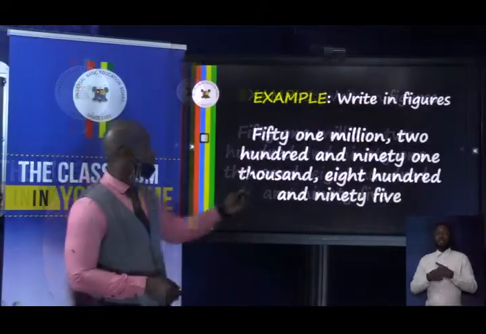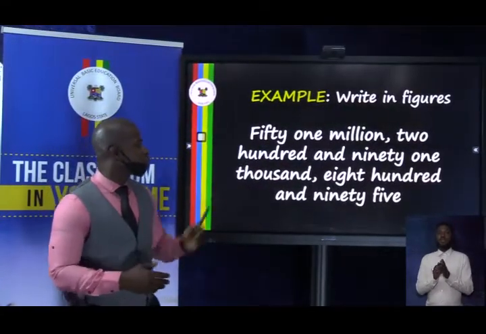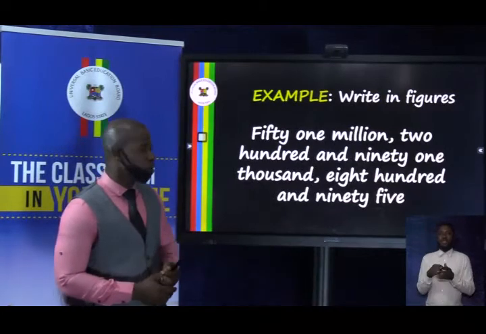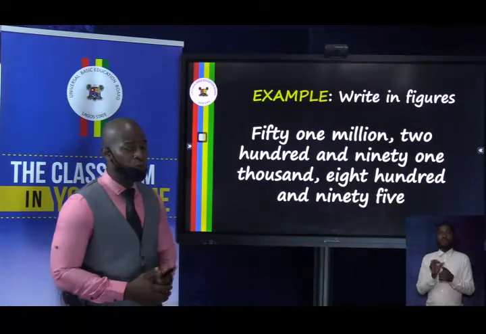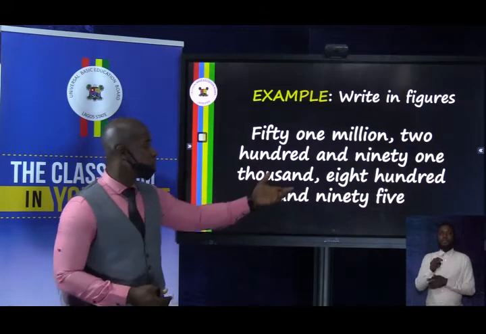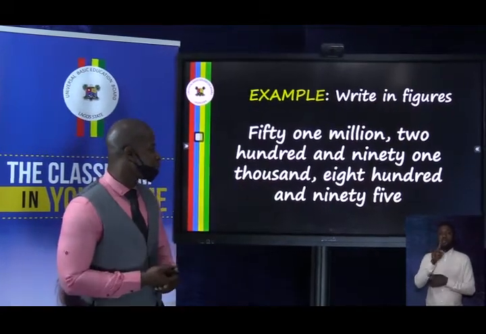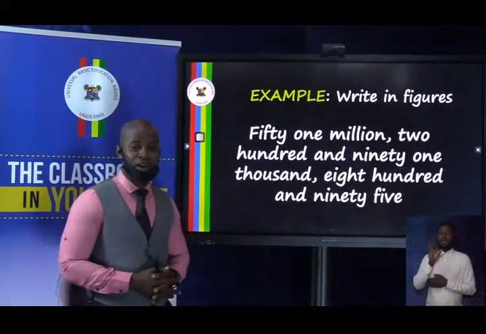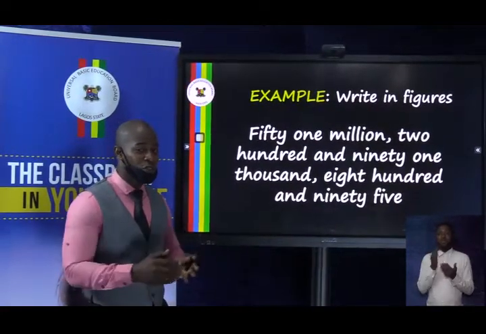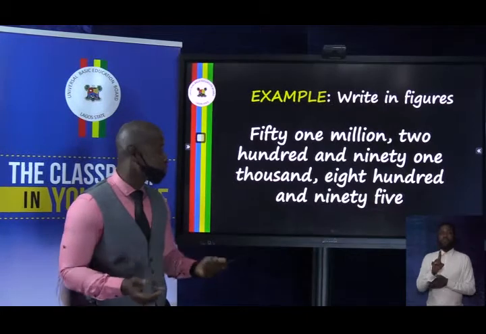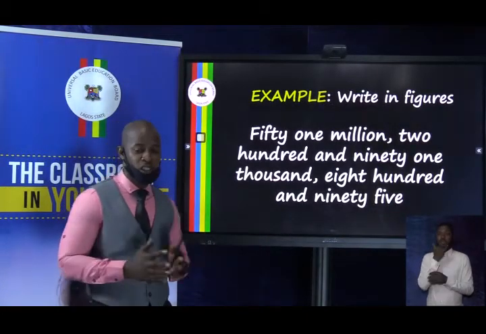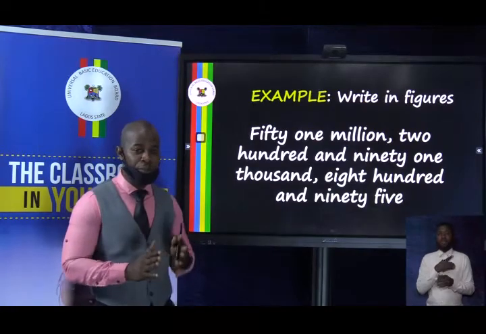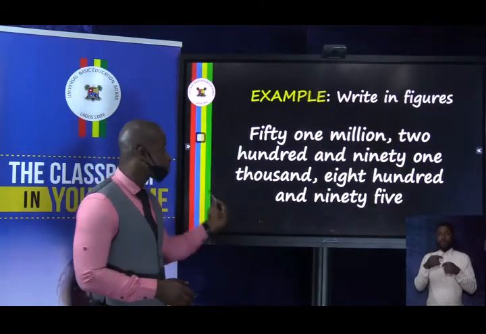So, let's begin with this first example. The example says, write in words. Now, read the number written on the board. I will read with you. 51,291,895. Now, is it going to be easy to just write 51, 291? Well, I don't want you to run into the error of simplicity. So just drop your pen and pay attention to how I am going to do it.